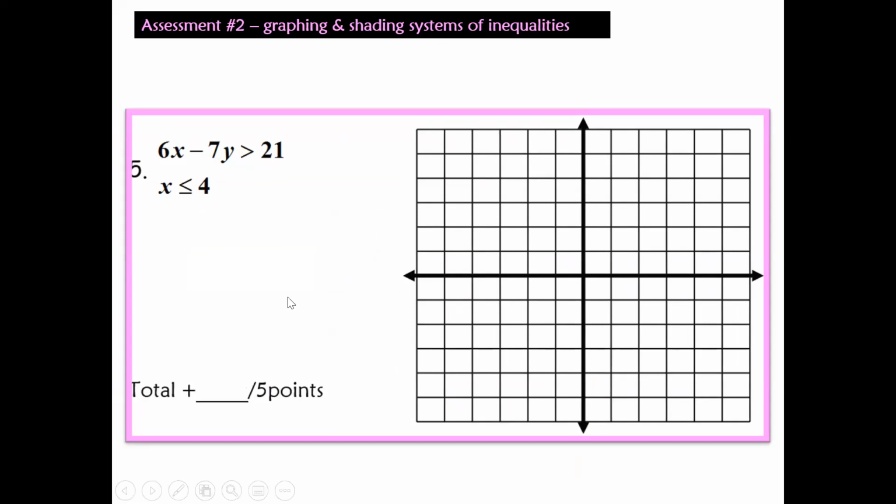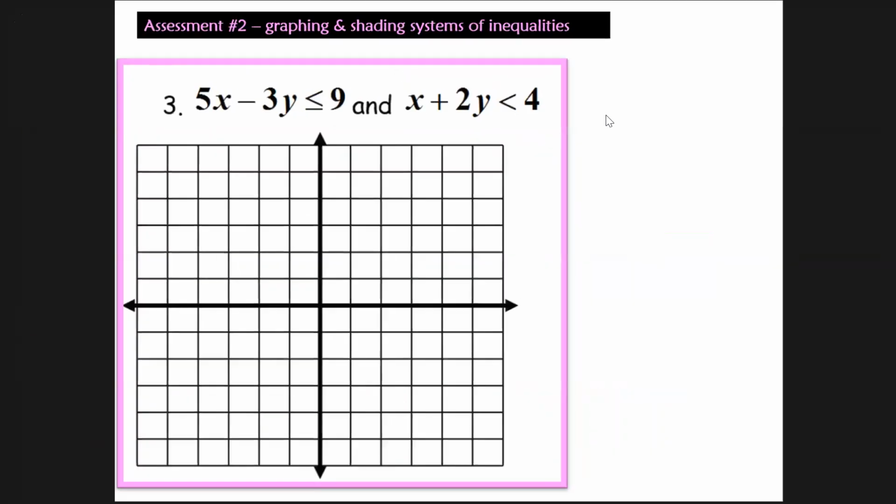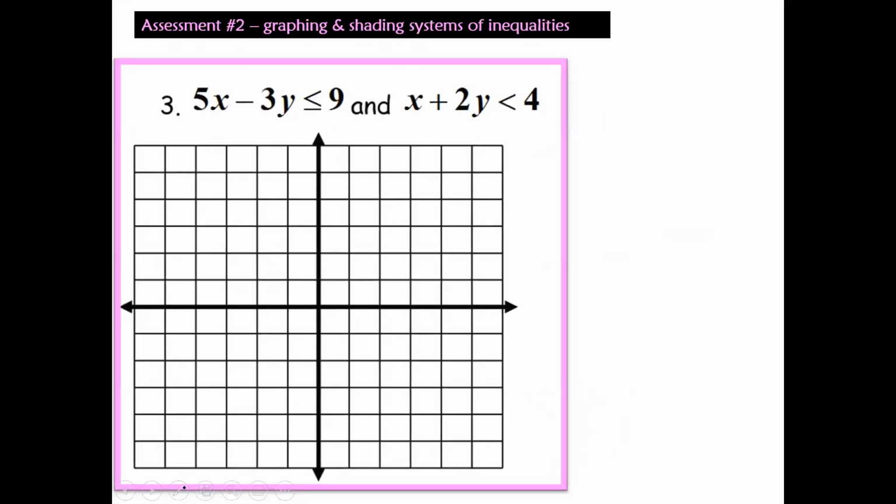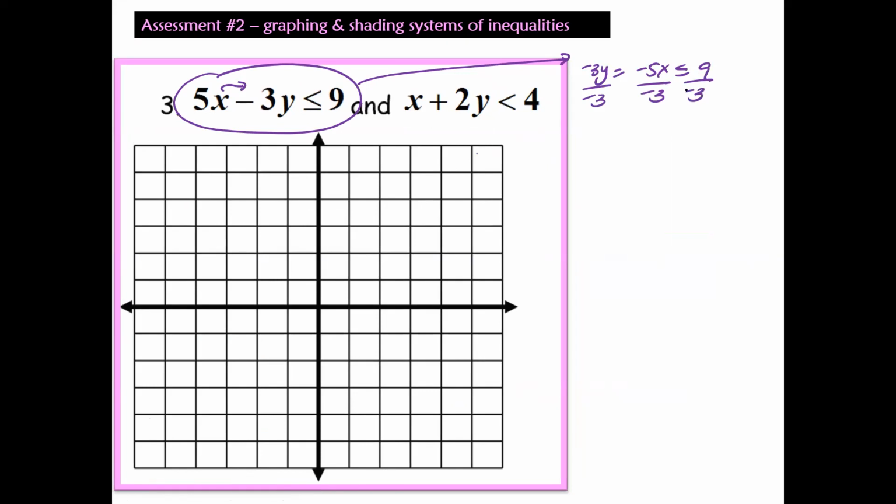So I'm going to go over the first one with you guys. Looking at this one here, if you're to graph this inequality, you will first have to solve for y. So let's move the 5x over. Negative 3y is less than or equal to negative 5x plus 9. I'm going to divide by the negative 3 on both sides.